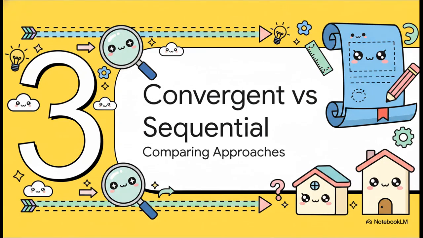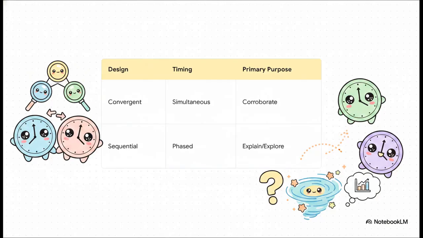All right, on to Section 3, convergent versus sequential approaches. We've got parallel paths and we've got phased paths. But how do you actually know which blueprint is the right one for your study? Looking at them side by side really clears this up.